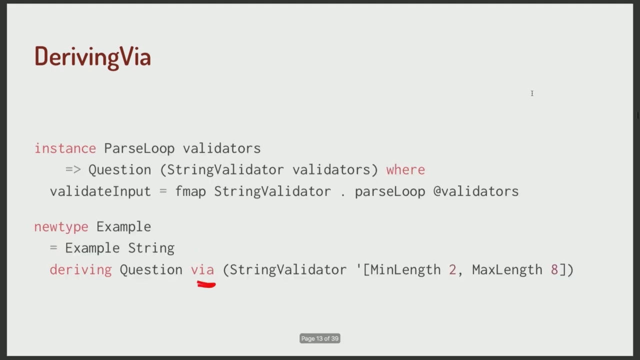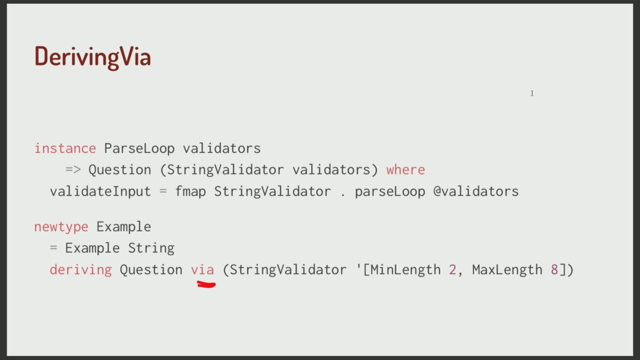Why is this interesting? Because now I can write an implementation for string validator, and when I write a new type around a string, I can just derive its validation via this string validator. Super exciting. And of course, no matter how many new types I have, I can derive different sets of validation.